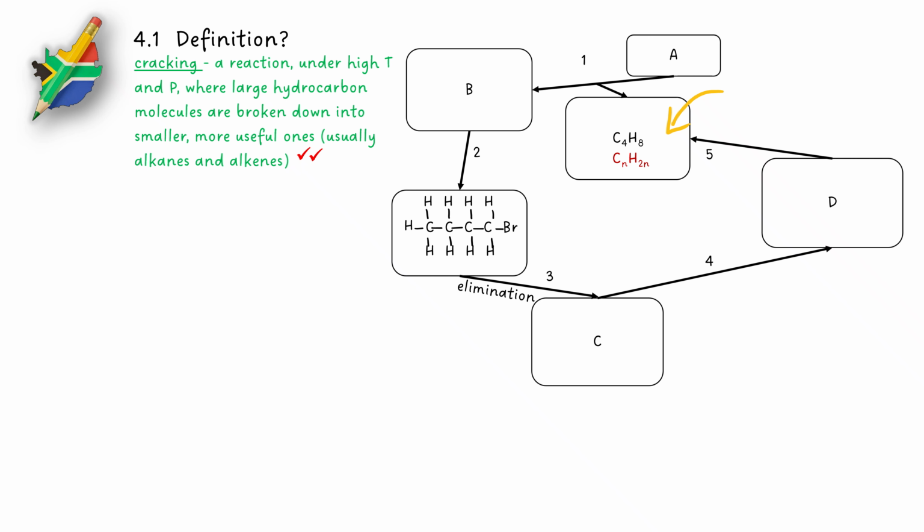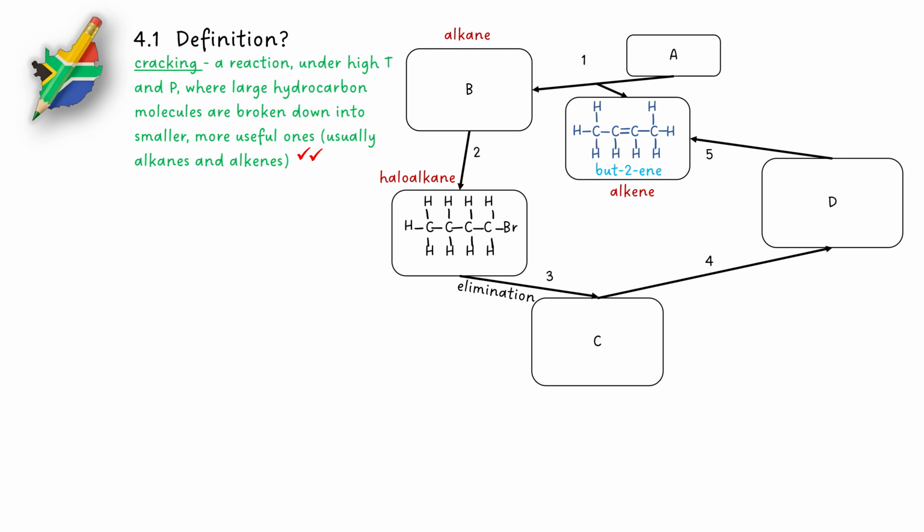Since this product has the formula in the form CnH2n, we know we are dealing with an alkene. This is one possible structure for this compound, and it is called but-2-ene. Since cracking usually produces an alkene and an alkane, the other product is most likely an alkane.